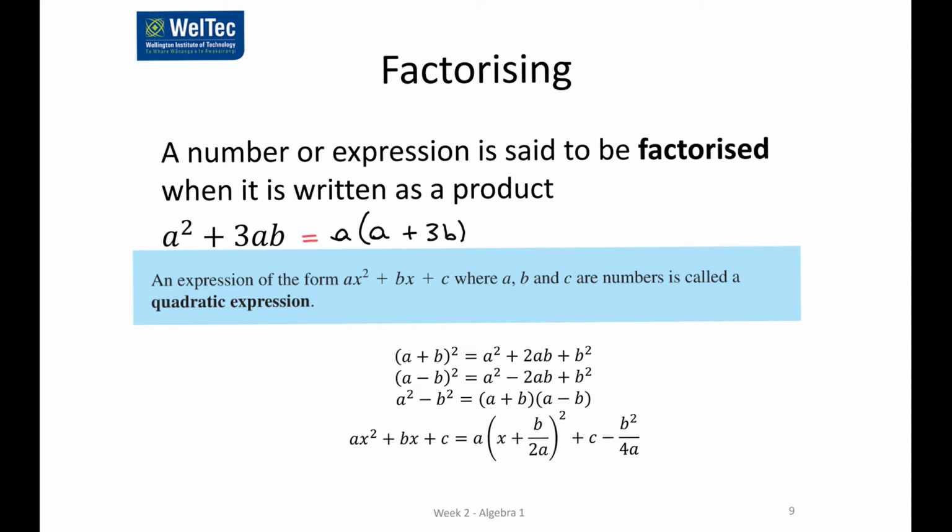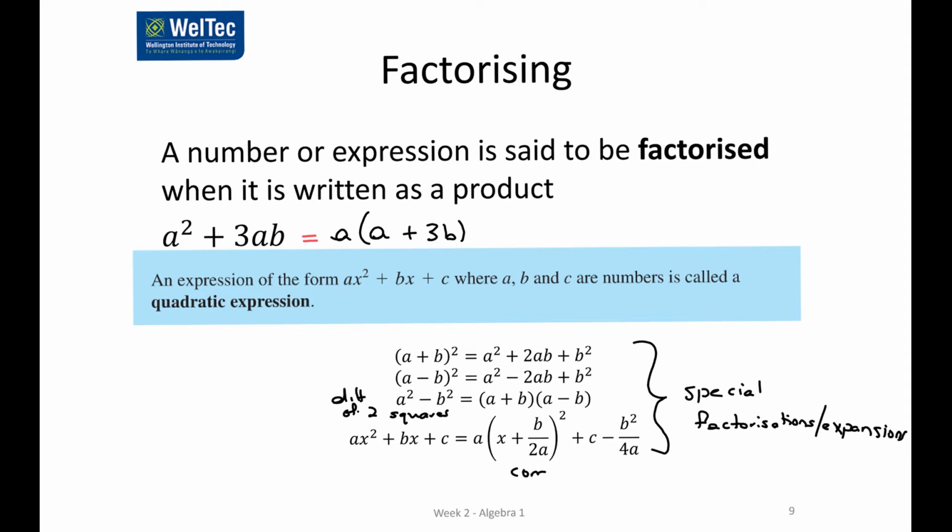The second lot of material on the page just reminds us of some special factorizations or expansions, depending on which way you're going. So a plus b all squared. Now this is one that students get wrong all the time, so just make sure you remember it. And a squared minus b squared is the difference of two squares. And the last one is how you go about completing the square if you need to.